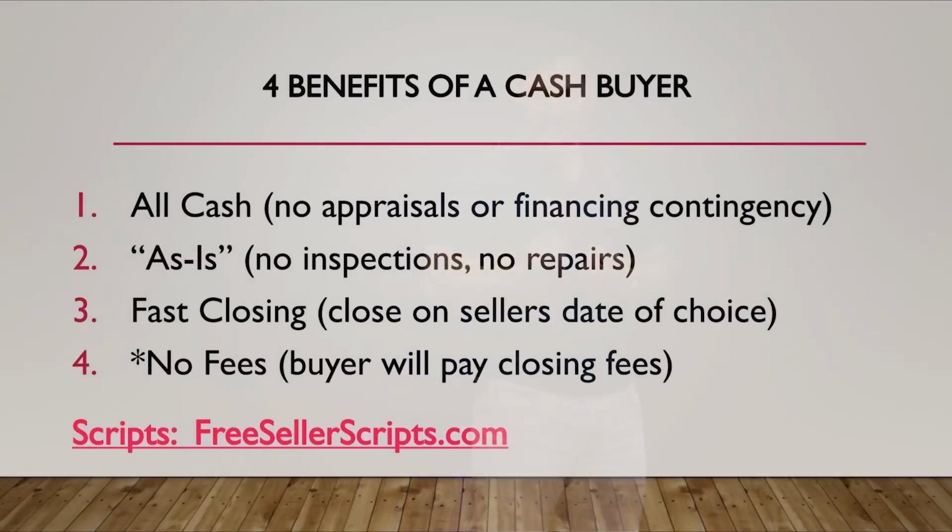And the fourth one is optional. You can do this, which is no fees. You could offer to pay closing fees. You could offer to pay any commissions. We'll talk about that in a minute. So that's a fourth possible benefit, that the buyer will pay the fees. Now, we'll need to build that into the numbers, obviously, because someone's got to pay those fees. But it's another benefit that you offer to a seller under a cash offer solution.